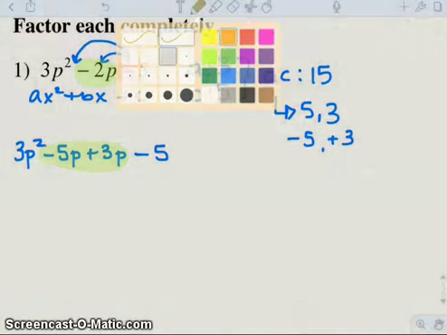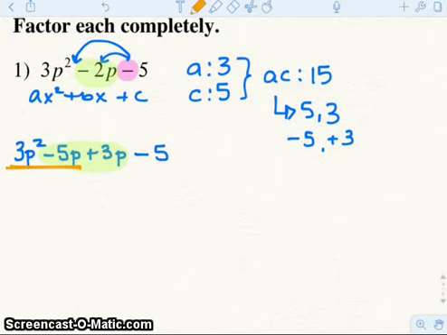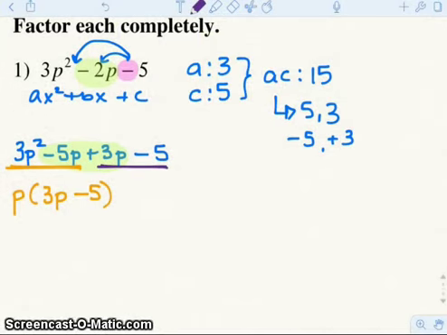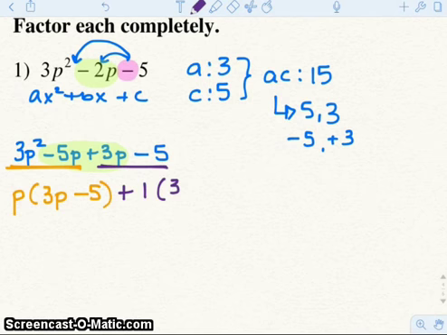Now I'm going to do what's called factoring by grouping. So I'm going to take the first 2 terms and factor whatever they have in common out. So in this case, they both have a p, and what I'm left with is a 3p minus 5. Now I take the last 2 terms and I factor something out of there. They have nothing in common, so I put a plus 1 and I do 3p minus 5. Anytime the terms don't have something in common, you must factor out a 1 or a negative 1, and you're going to decide that based on the signs.